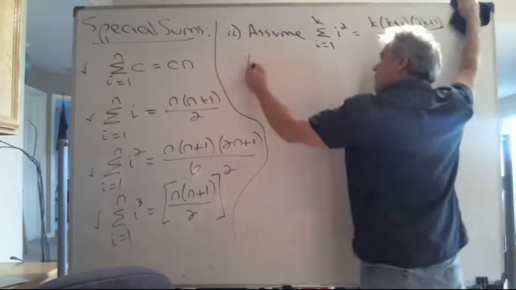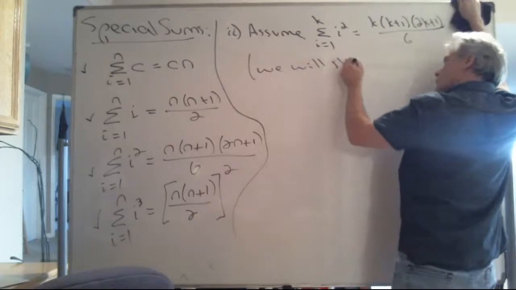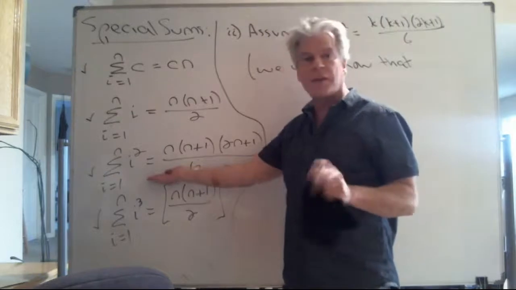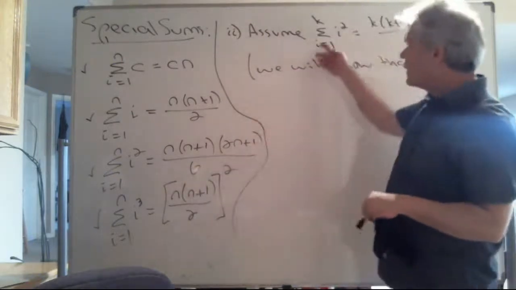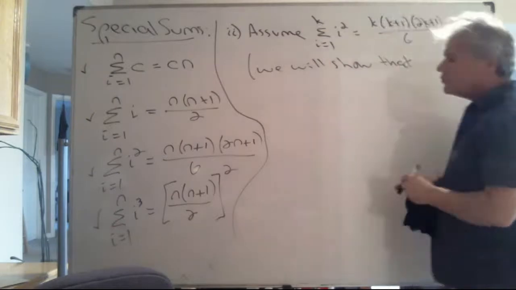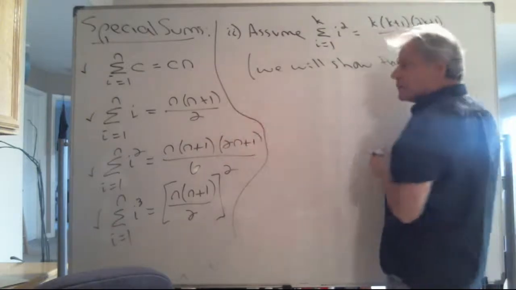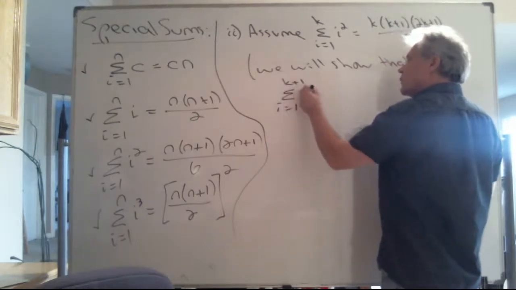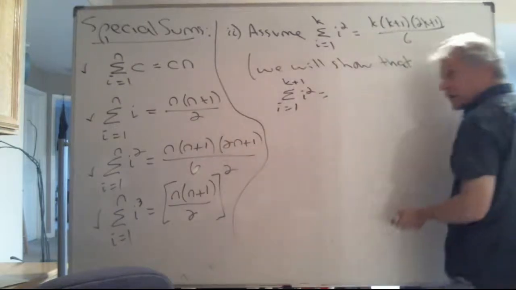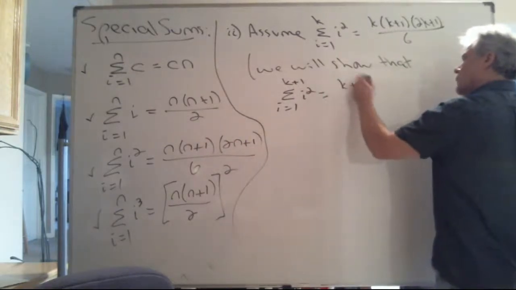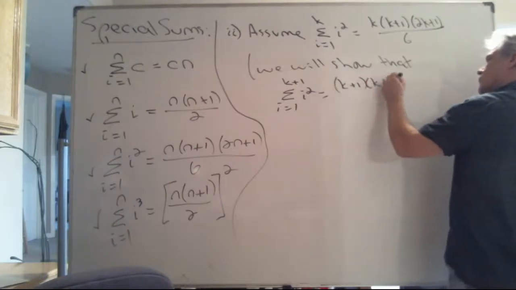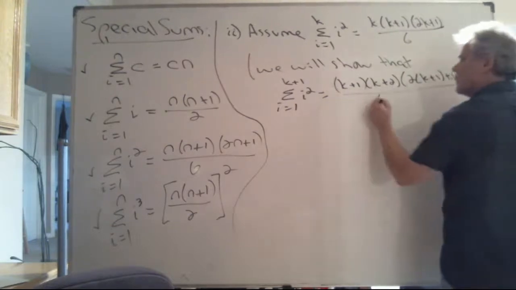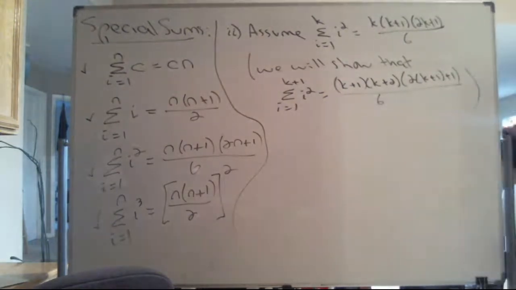We will show that this statement right here is true for the next value of n. Well, the next value of n is 1 beyond k, it's just k plus 1. So we'll show that this is true when I replace n with k plus 1. So we'll show that the sum as i ranges from 1 to k plus 1 of i squared is equal to what you see on the right-hand side with every n replaced with k plus 1. Now that's what I'm trying to show. That's why I put it in parentheses.